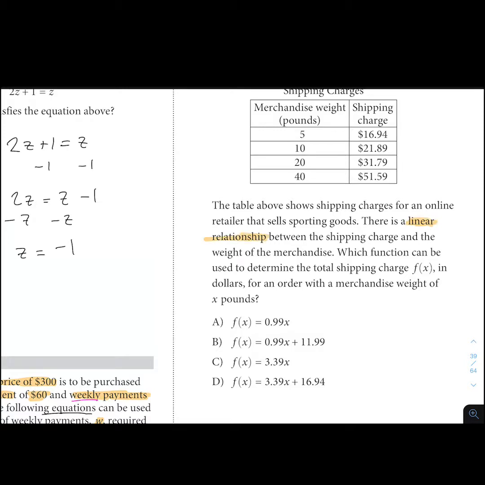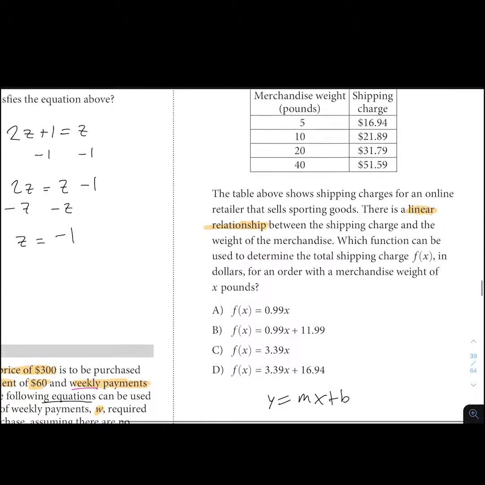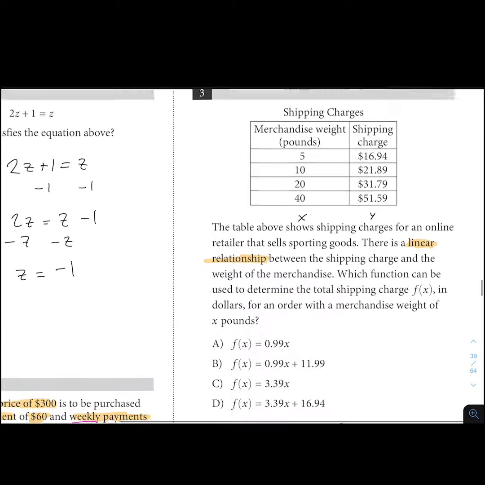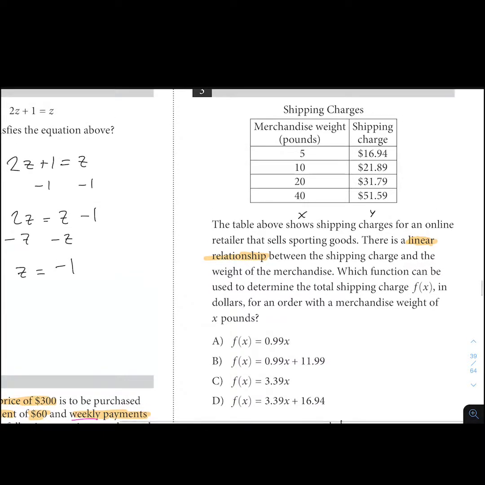So again, going back to that, I'll write down here y equals mx plus b form. If you look at this, this would be your x, this would be your y. They tell us shipping charge is f of x, merchandise weight is x. But if you notice here, there's not a consistent relationship happening between these two. Between 5 and 10, that's plus 5. Between 10 and 20, that's plus 10. And 20 and 40 is plus 20. And then vice versa on the other side.